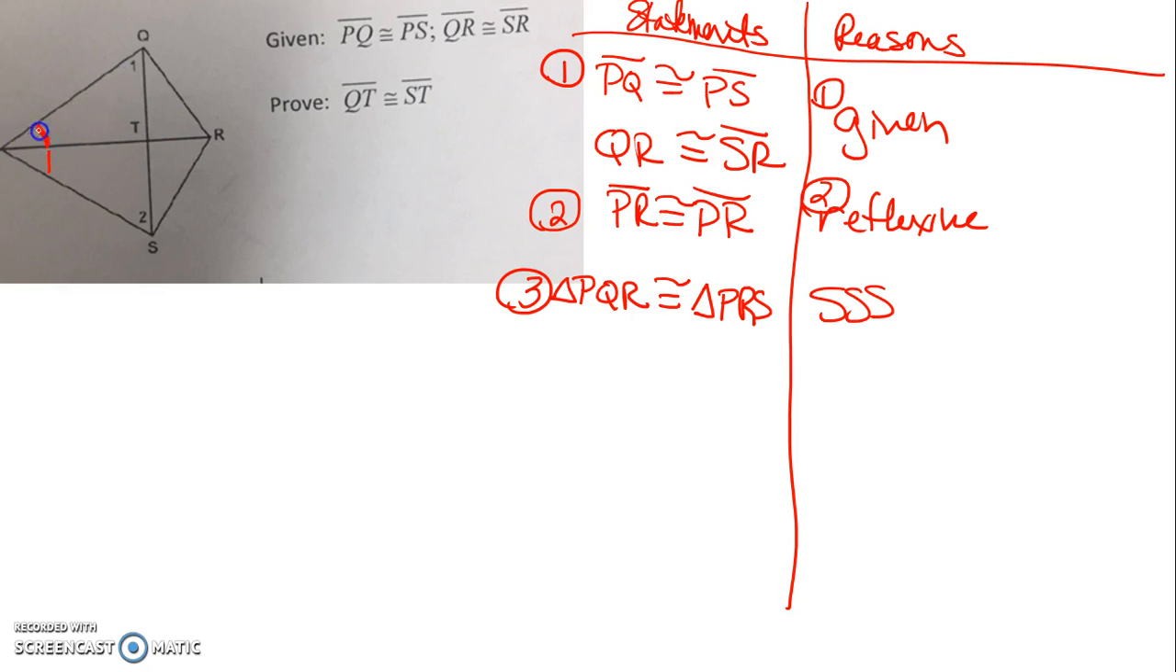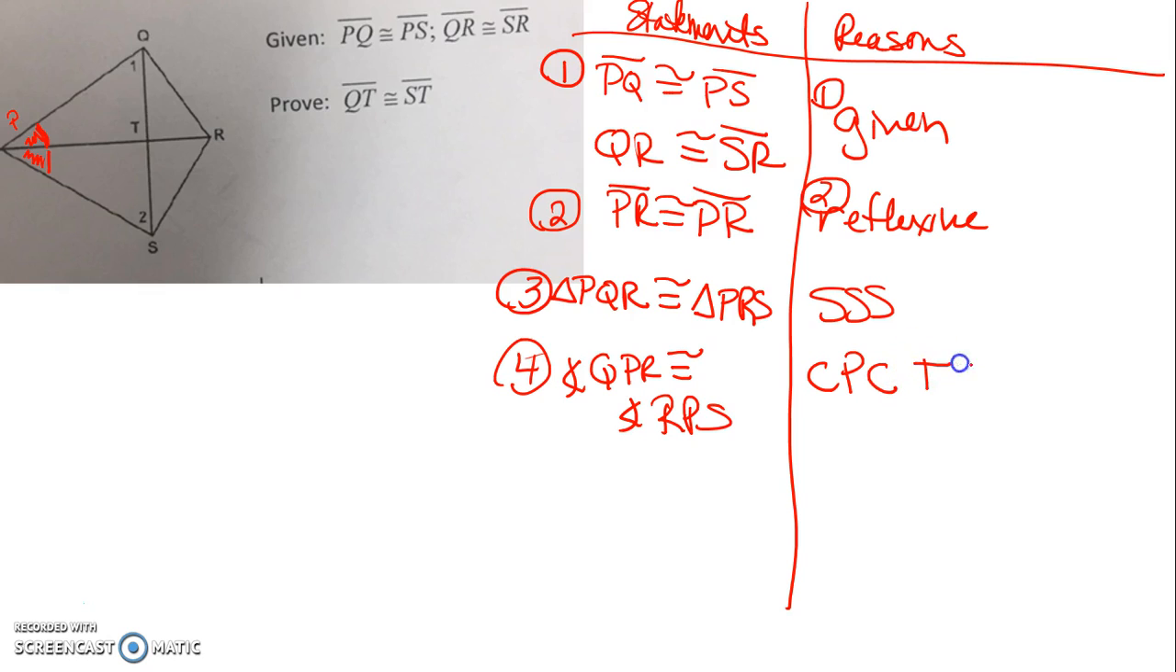So this angle, this is a P over here, I now know is congruent to this angle by corresponding parts of congruent triangles are congruent. So you love to label them. If you want to label them angle 3 and angle 4, go for it. I'm going to say angle QPR is congruent to angle RPS. Corresponding parts of congruent triangles are congruent.